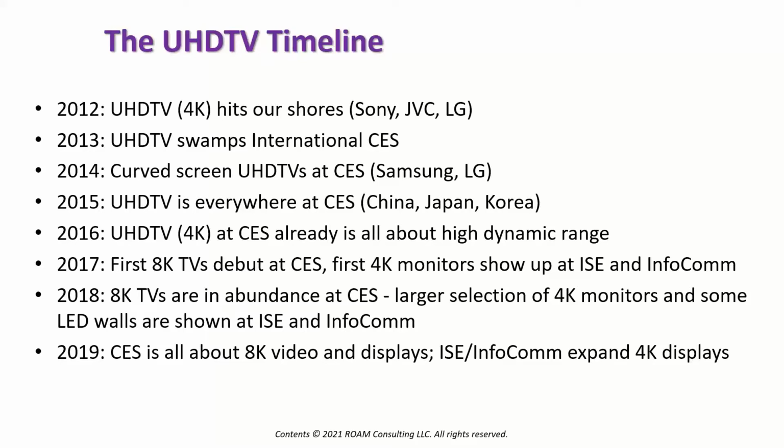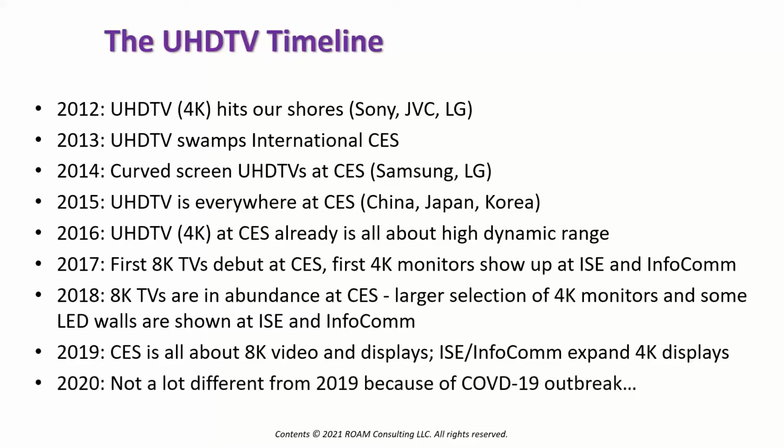There wasn't even a discussion about it. And 2020 really wasn't much different than 2019 because of the COVID outbreak. So, you know, a little bit of uncertainty there. However, demand for televisions has spiked. And we're seeing a very interesting thing happening. Television prices have dropped. Now television prices are starting to creep up a little bit, because there's such a demand for them that the manufacturers can barely keep up with shipments.